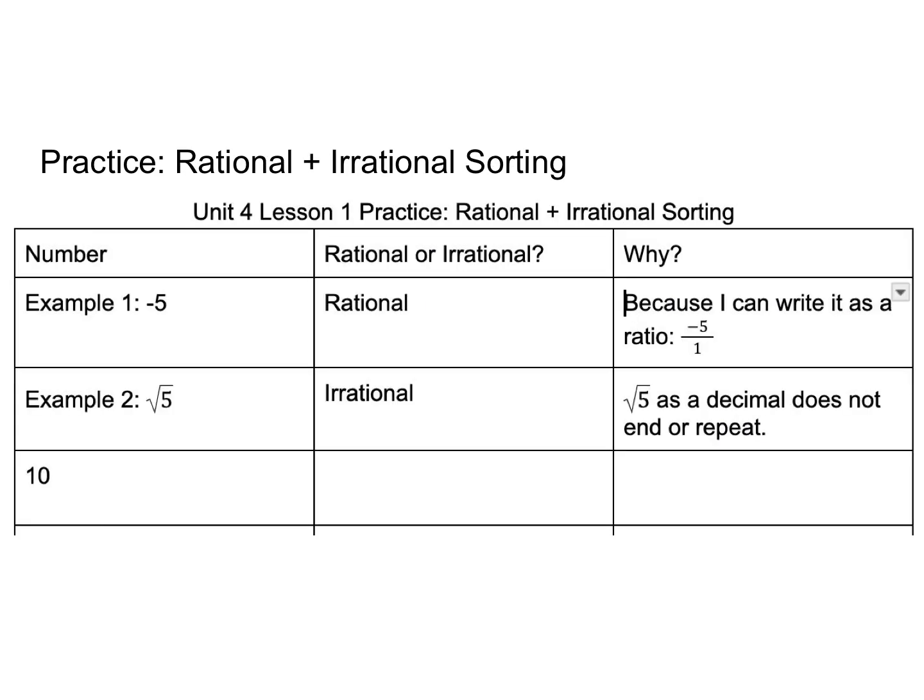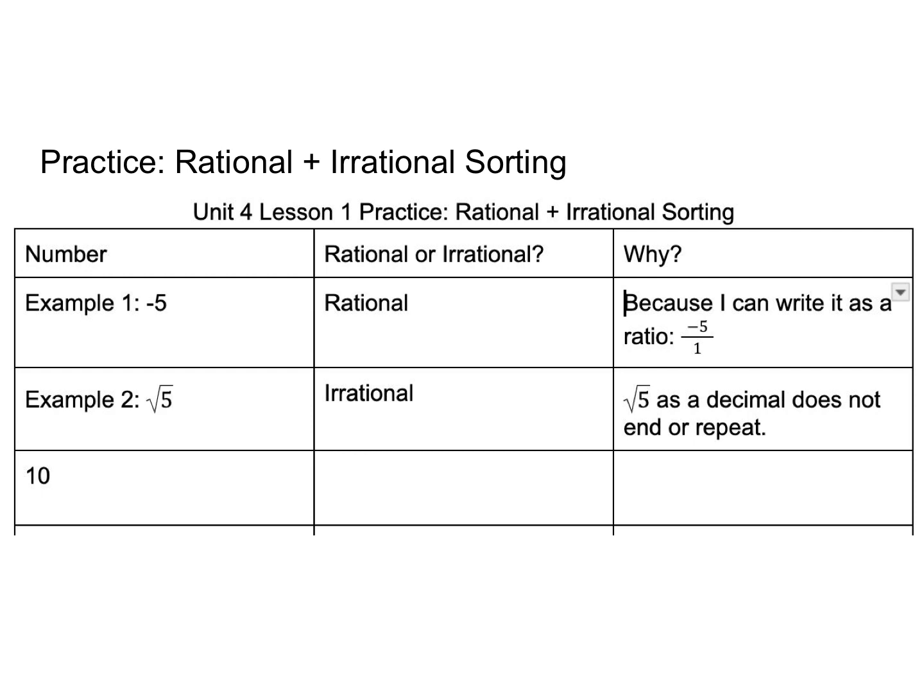Your next step is to do the rational and irrational sorting activity practice. And there are 2 examples that I'm going to talk through. It's important that you are both categorizing as rational or irrational and then saying why. So the first example, our number is -5. -5 is a rational number because you can write it as a ratio. So -5/1 would be that as a ratio.